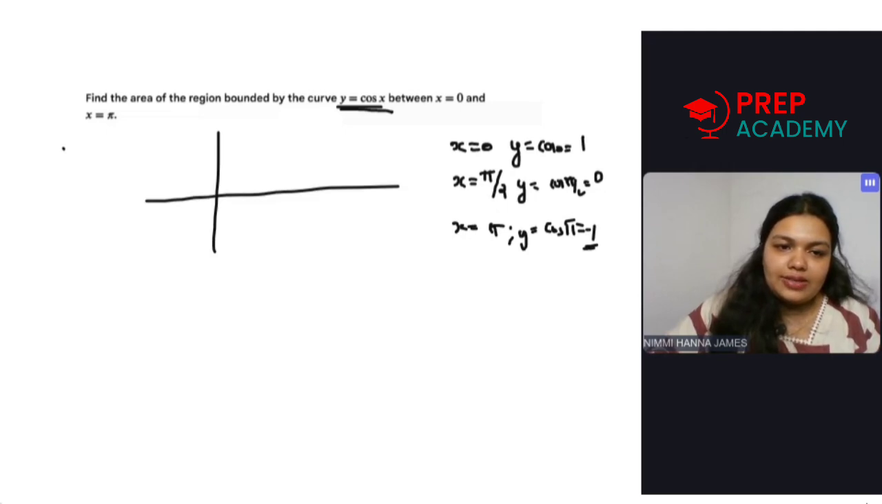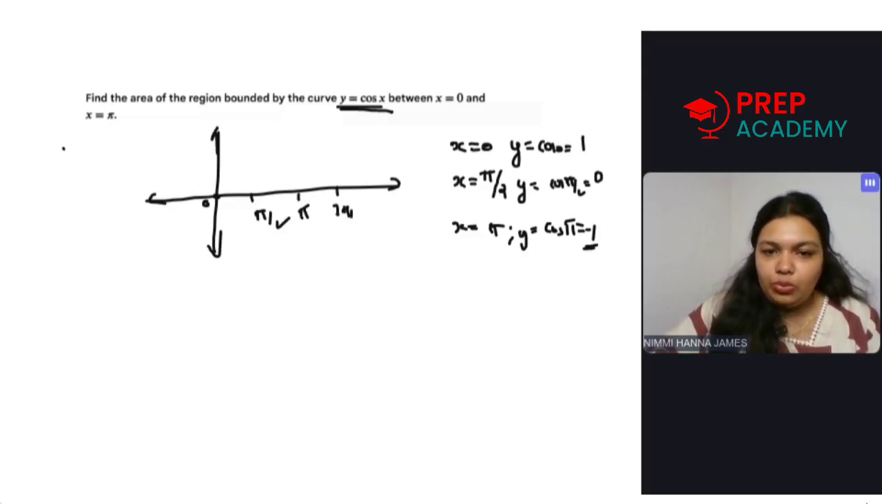So this is the x-axis and y-axis. So y is equal to cos x. The x values are 0, pi by 2, pi, 3 pi by 2, etc. And the y values are 0, 1, 2, minus 1, minus 2.